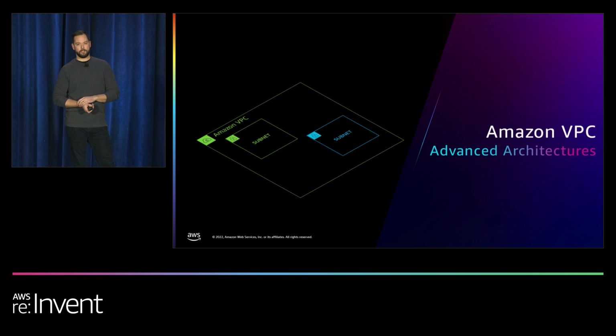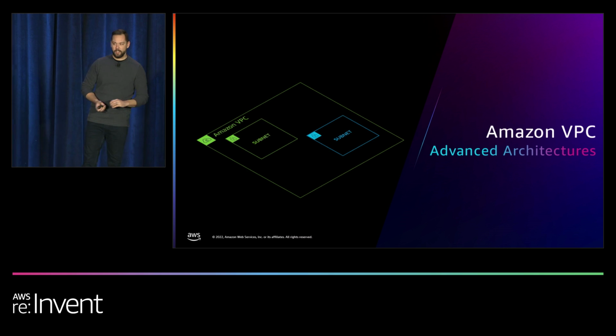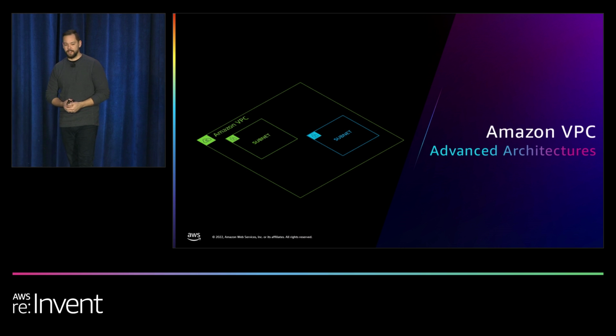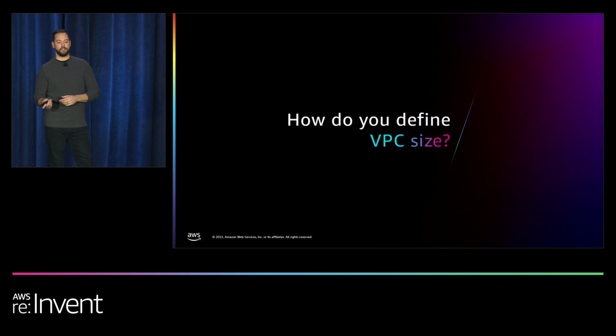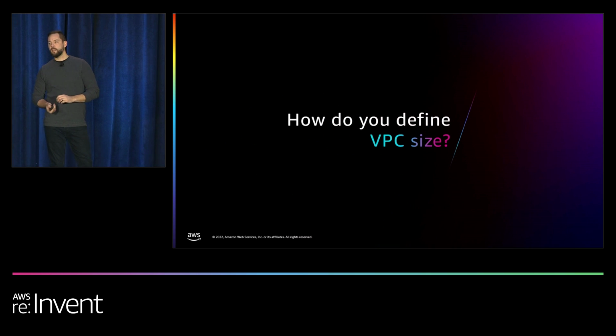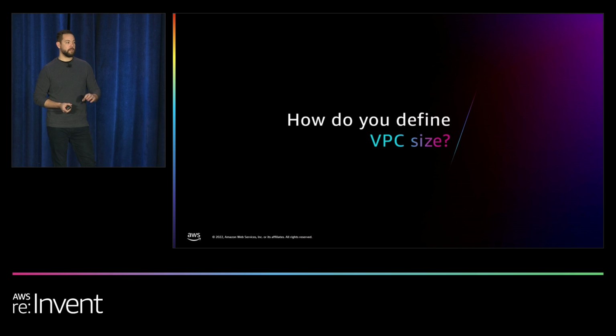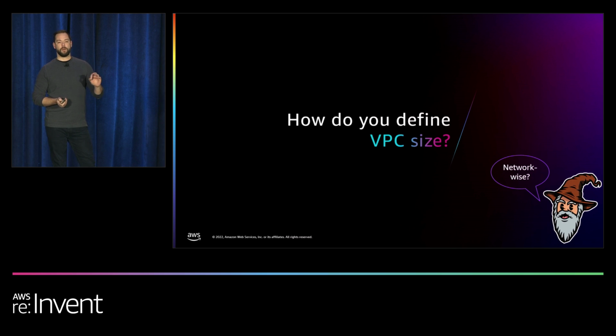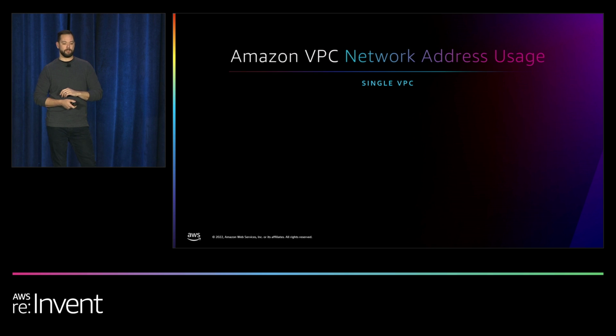Okay. So this is advanced VPC design, so we absolutely have to talk about VPC architectures. And so one of the things that we think about with VPC architectures is VPC size, and how do AWS, and you as a consequence, define VPC size. Now, this is from a network-wise perspective, and so what really constitutes how large a VPC is.